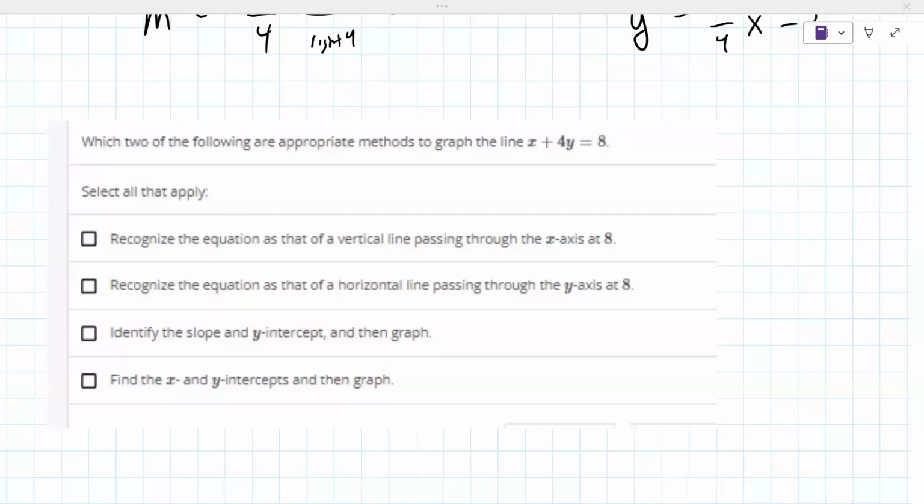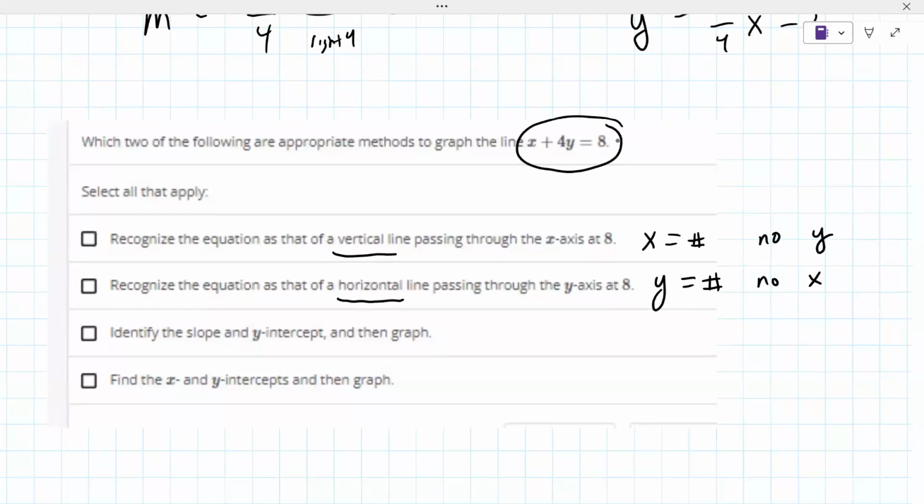All right. So the first thing is that this is an equation of a line. There's two special cases, horizontal and vertical. Verticals are x equals a number. Horizontals are y equals a number. And the other way to think of it is there's no y or there's no x. But since you have both x and y, these are out. Maybe just put lines through them.